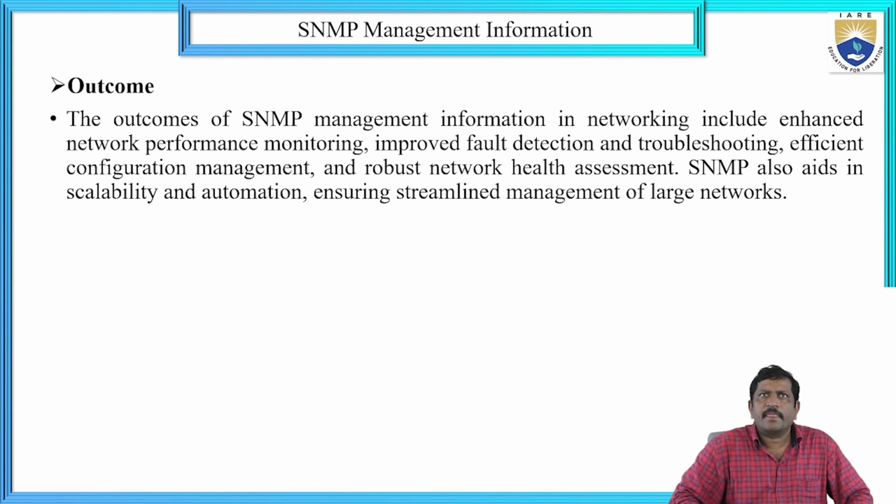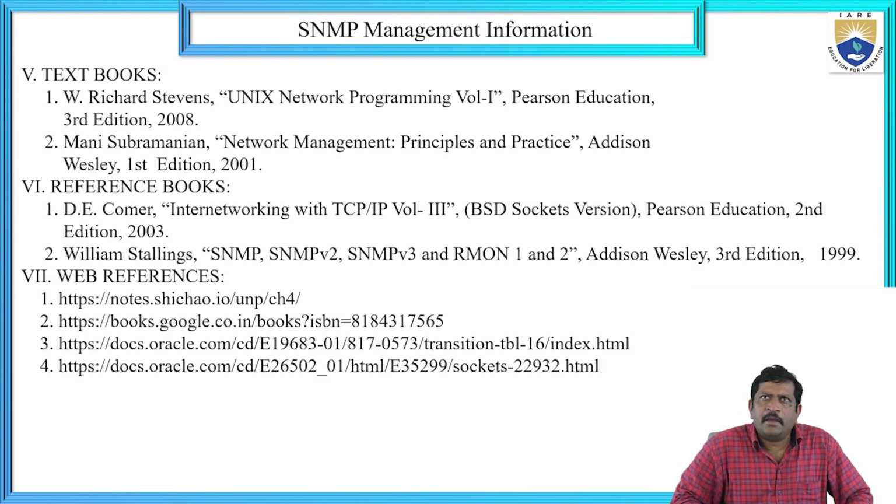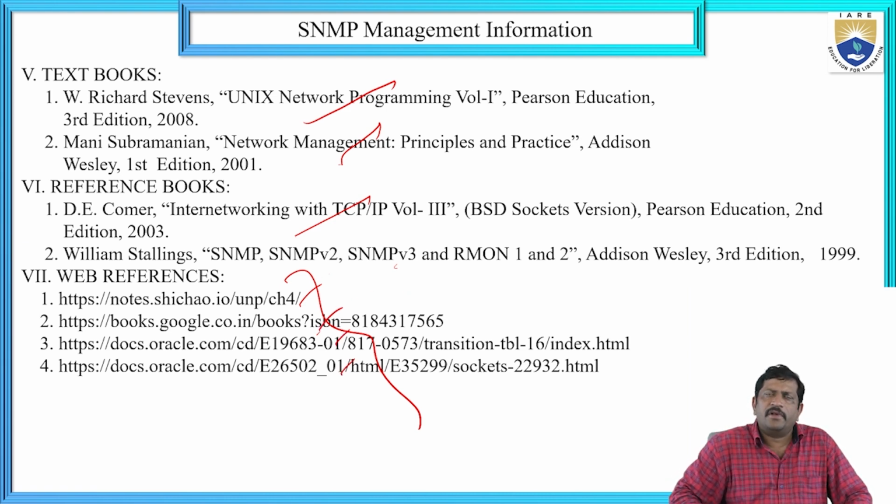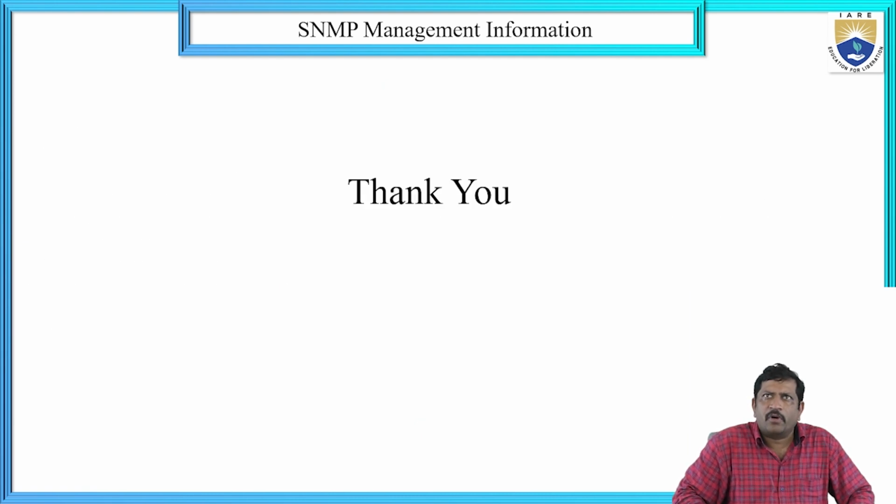For SNMP management information, the textbooks are Unix Network Programming and Network Management: Principles and Practice. The reference books are Networking with TCP/IP, SNMP, V2, V3. So these are all the references, and these are the web references, 1, 2, 3, 4. You can refer to these web references. So this is about the SNMP protocol.